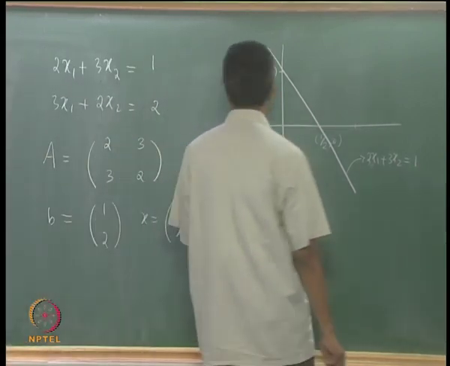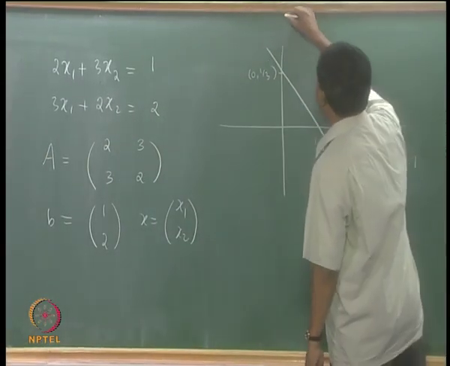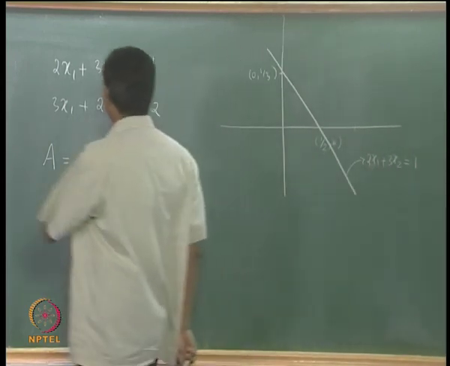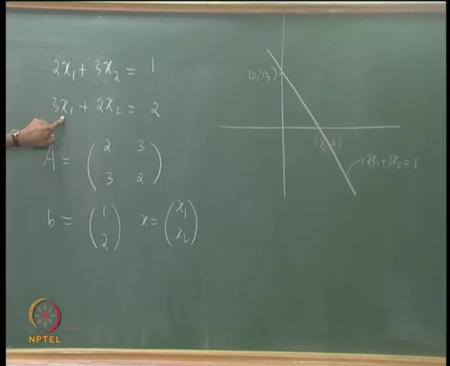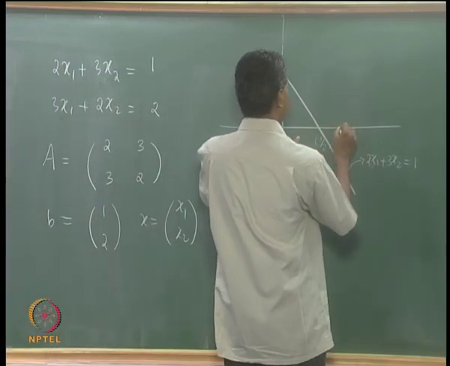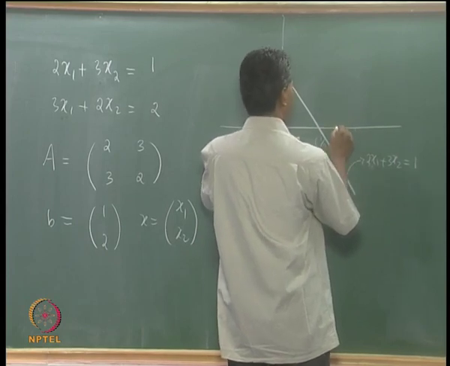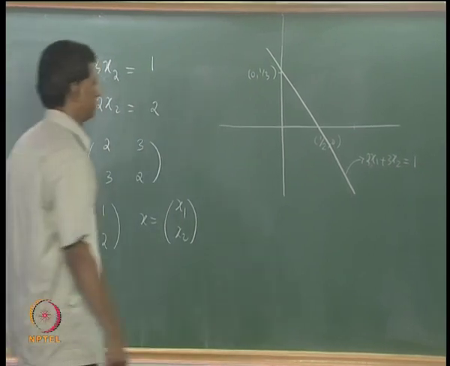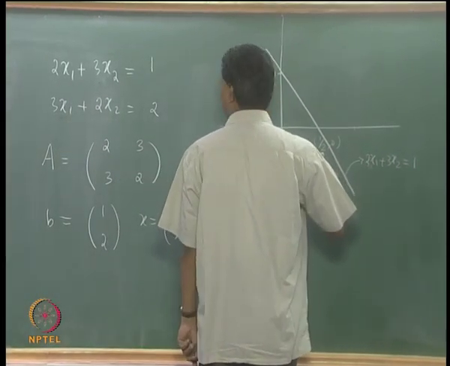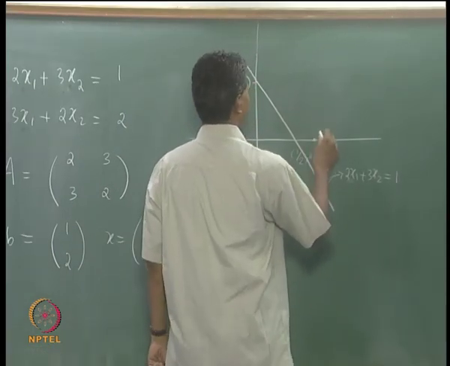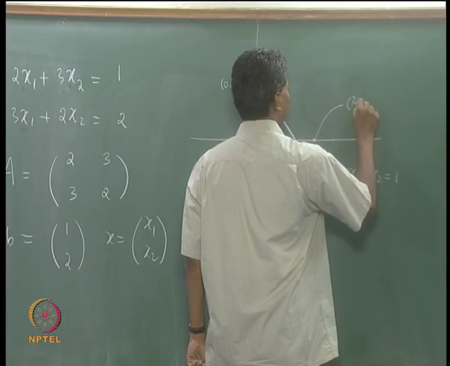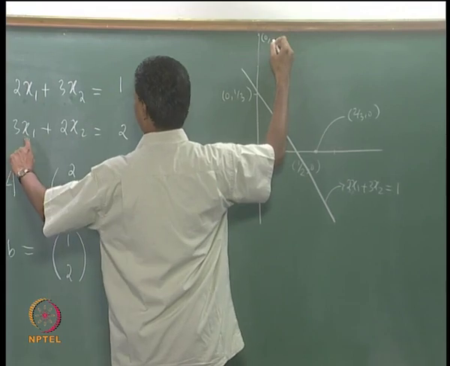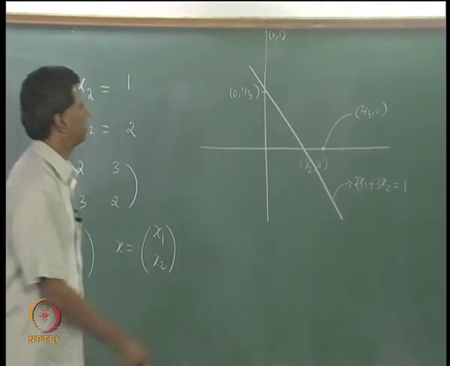Similarly we can draw the other line. It passes through 0, 1, that is somewhere here, okay, and the other one is 2/3, 0, which is somewhere here. Let us say this is half, and this is 2/3, 0, and this is 0, 1, and then draw the line joining them.